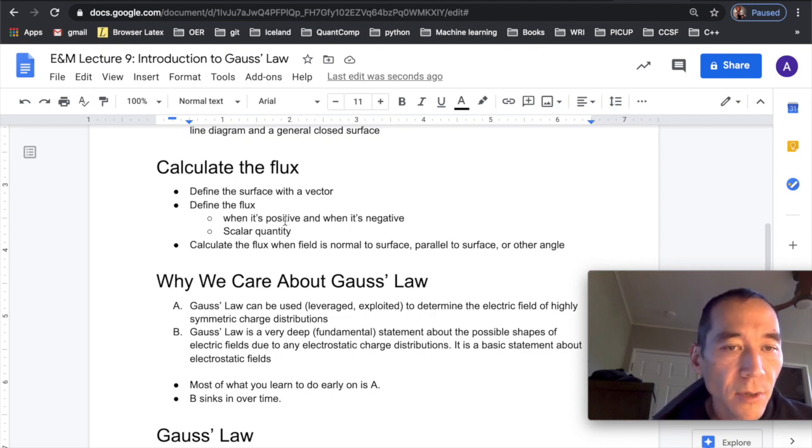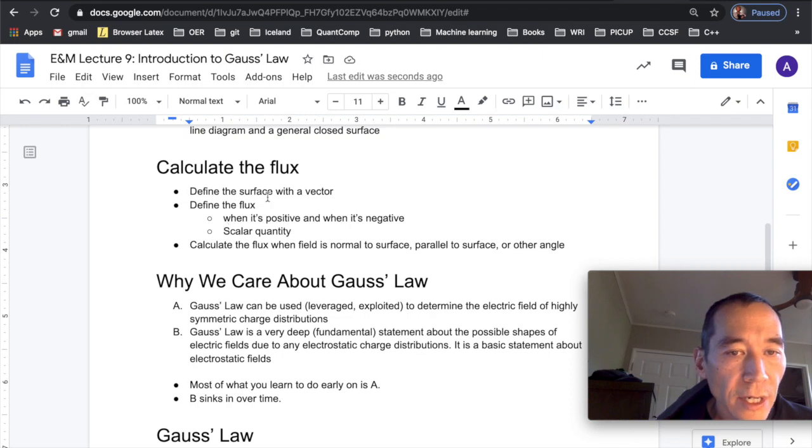So there are some sections. First I'm going to indicate to you how to calculate electric field flux. This will be pretty cool. We'll be able to define a surface with a vector, and then we'll be able to define a flux based on the surface vector as well as the electric field vector. So there's two vectors. When we define the flux, we'll also have to say when is a flux positive and when is it negative, and also address the fact that flux is a scalar quantity and it's a physical quantity.